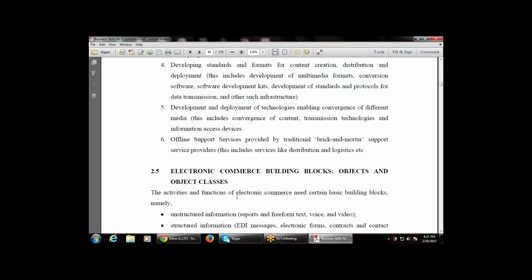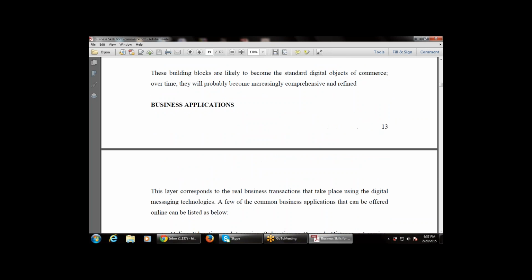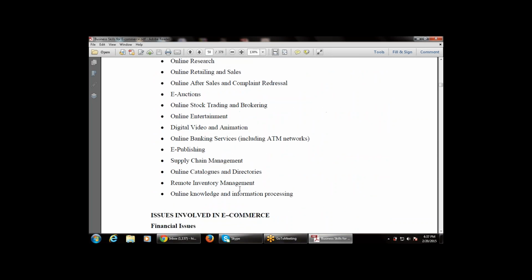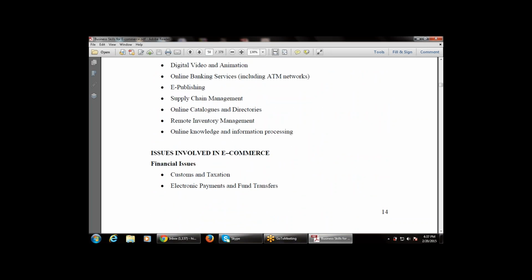That is the issues. Now let's see what are the issues that are the challenging part in e-commerce. If I'm talking about the issues, that means certain parts that become a hindrance for e-commerce. So there are various issues involved in e-commerce.